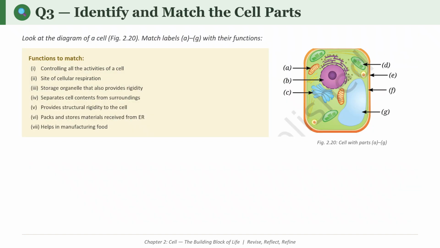Identify and match the cell parts. So here we are given the diagram with A, B, C, D, E, F, G, and also they have given functions to match. First we have to study the functions, and then we have to match them with A, B, C, D. So let's take the first one.